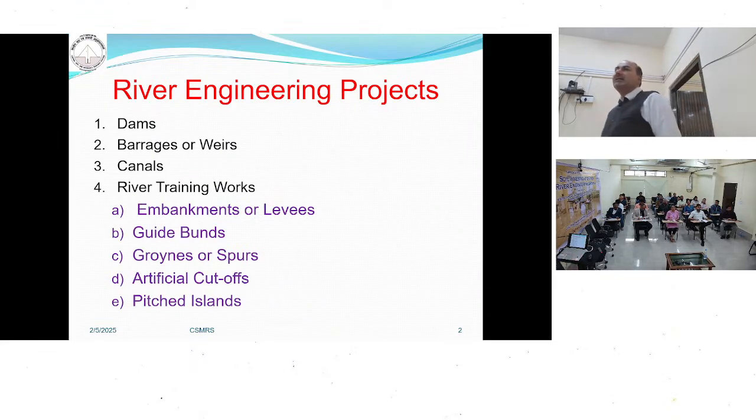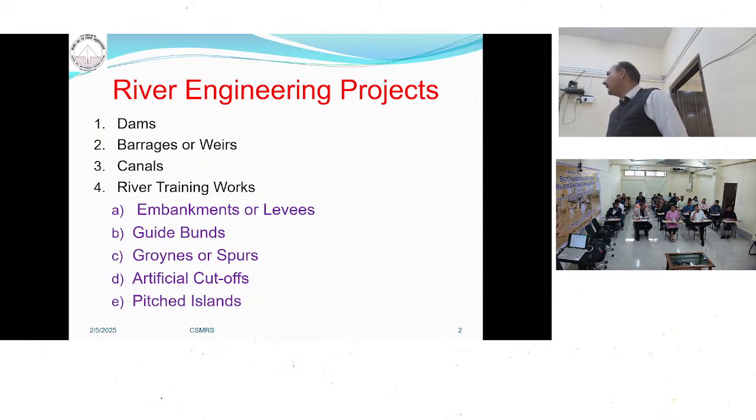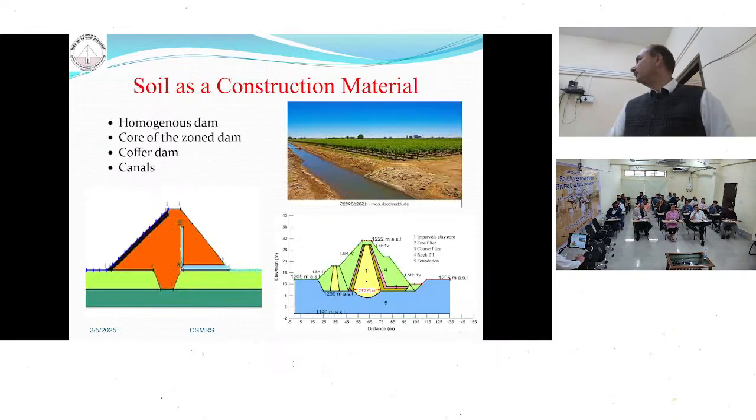So basically, what are river engineering projects? It could be dams, barrages, canals, river training works. I think all of you are familiar with river training works. It could be embankments or levees, guide banks, groynes, artificial cutoffs, pitched islands. So these are basically the river engineering works.